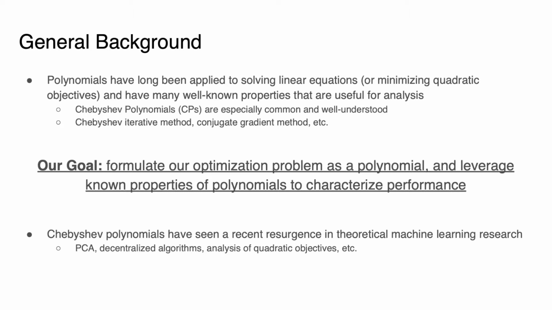So our general goal is to take an optimization algorithm and associate it with a polynomial. Then we can leverage known properties of this polynomial to study the behavior of this optimization algorithm and derive things like convergence rates based on the analysis of the associated polynomial. And as mentioned previously, such polynomial analysis has seen a huge resurgence in recent theoretical machine learning research in areas like PCA, decentralized optimization algorithms, or even the analysis of quadratic objectives.